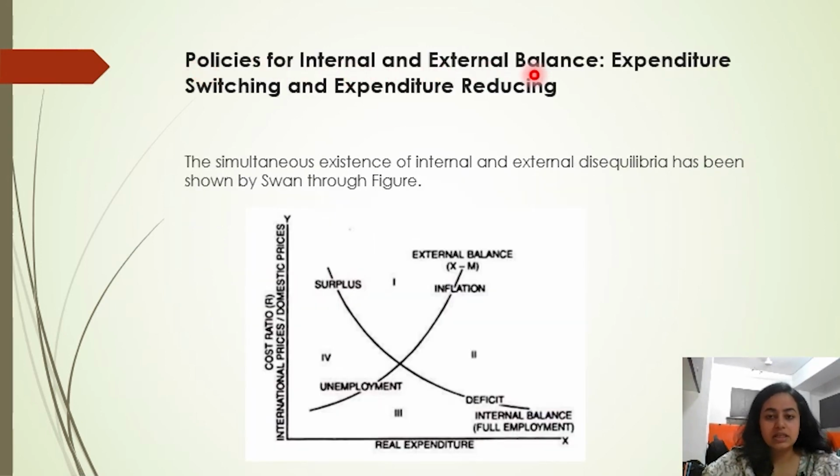Policies for internal-external balance: expenditure switching and expenditure reducing. These are the two policies. As you can see, there are two curves, and the figure has been divided into zones. On the x-axis, we have real expenditure. On the y-axis, we have the cost ratio, international prices divided by the domestic prices.